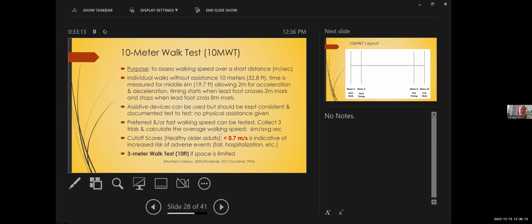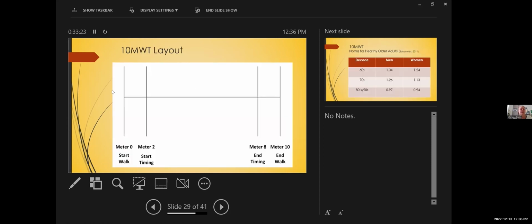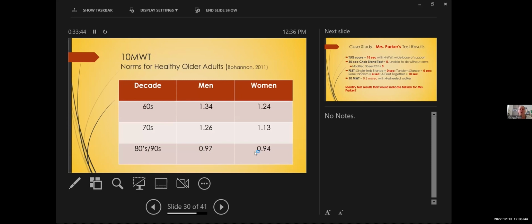If they walk less than 0.7 meters per second, it would be an indication that the person has decreased mobility and is at a higher risk of falling. So this is the 10-meter walk test layout. You usually do 2 meters to warm up walking. You time between line number 2 and line number 3. That's 6 meters, and then you have them walk through it so you're not timing them getting up to a normal walk and slowing down. So they have age norms for the 10-meter walk test.